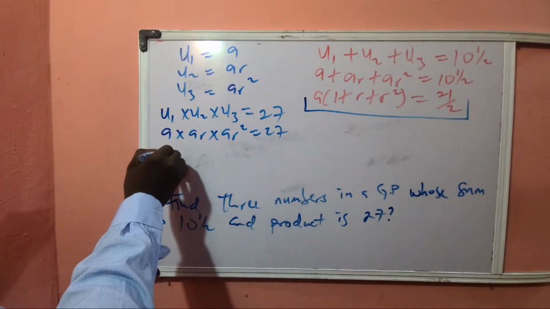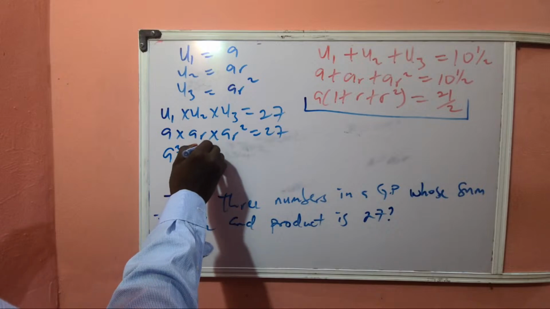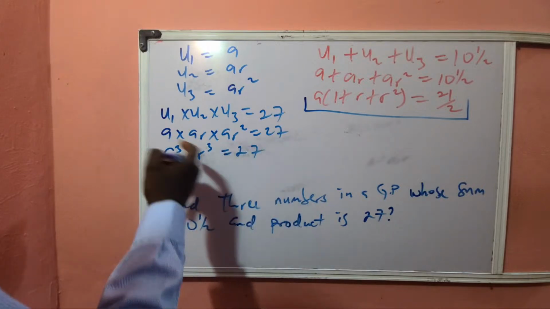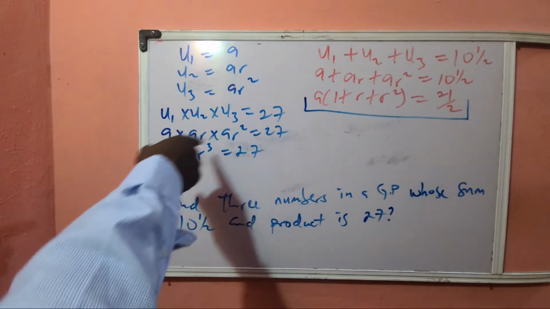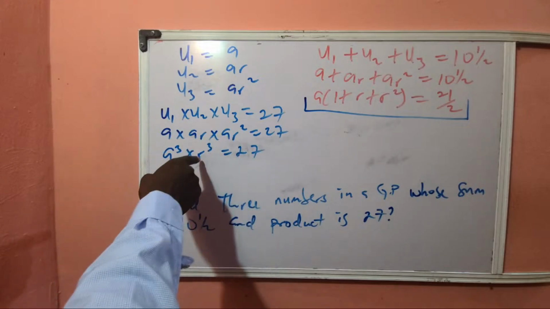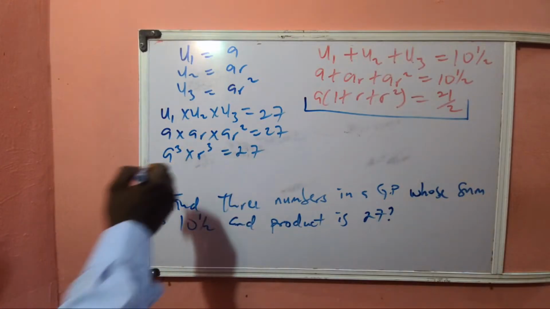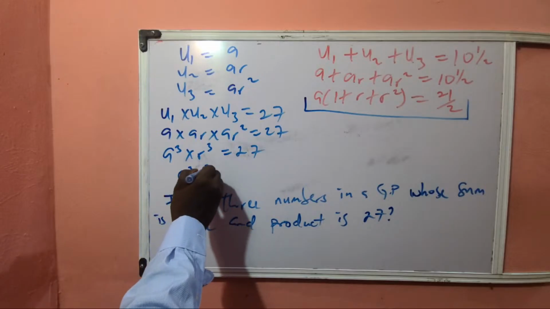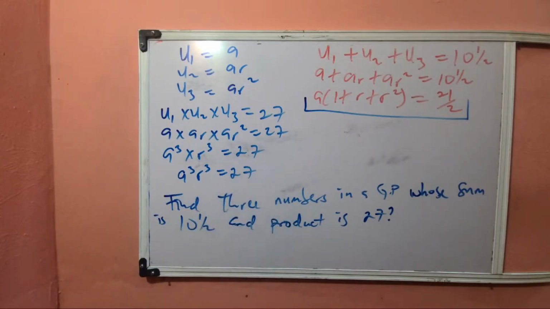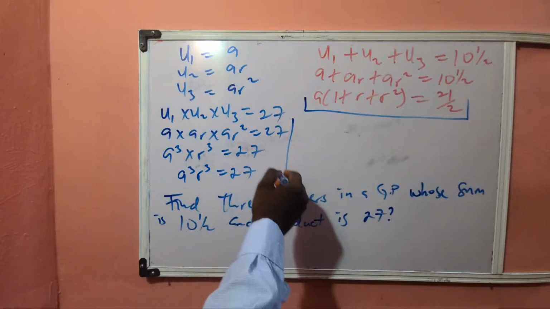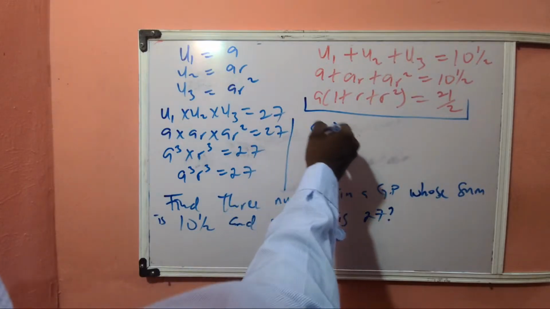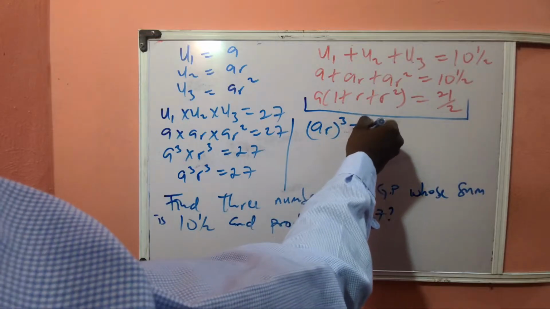So if you do this, you'll be having A cube times R cube equals 27. I'm sure you can all agree with that. A times A gives me A cube. R times R square gives me R cube. So looking at this, I have A cube R cube equals 27. Now, I'm sure we all understand the law of indices, and I wouldn't be wrong if I go on to write this as AR, everything raised to power 3, equals 27.